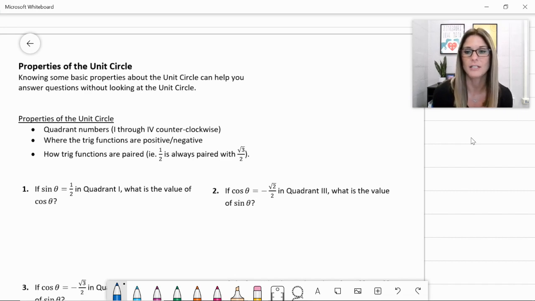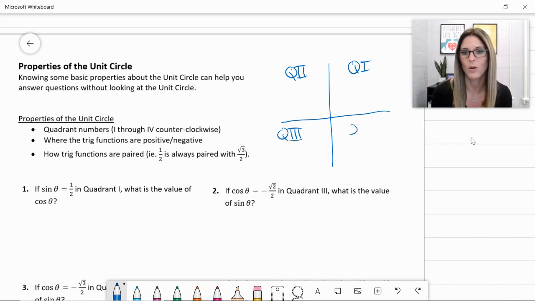So to answer these questions, if you can memorize these 3 bullet points I have listed for us, then you should be able to answer these questions fairly easily. The first one being your quadrant numbers. Do you know where your quadrants are? So to the right of our notes, I'm going to label our quadrants. Quadrant 1, quadrant 2, quadrant 3, and quadrant 4. They do go in order top, right, and all the way around.